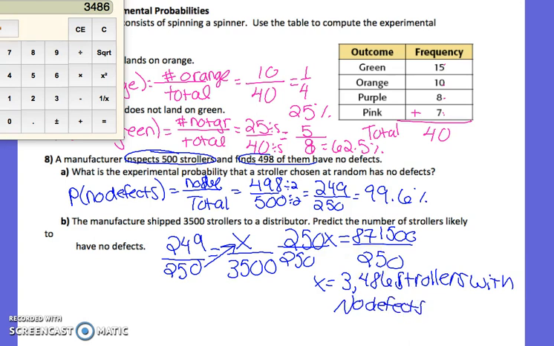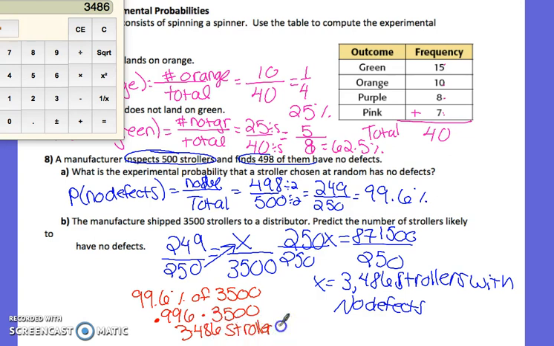A second way that you could have done this is if you know that 99.6% are not defective, you could say that 99.6% of the 3,500. And then you could just multiply 0.996, because you have to turn your percent into a decimal. Of means times 3,500. Plug that in your calculator. 0.996 times 3,500. And you get the same answer of 3,486 strollers without defects.